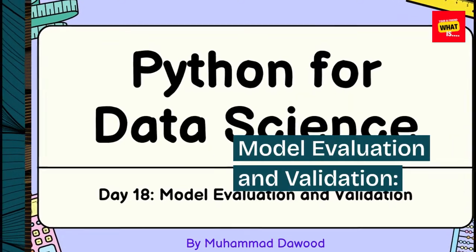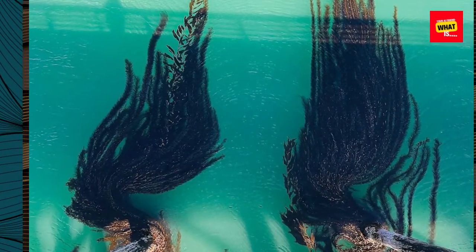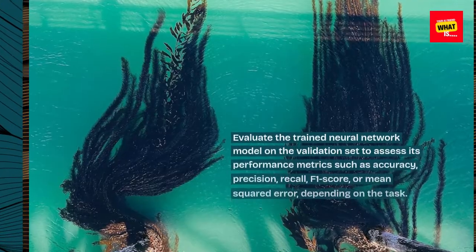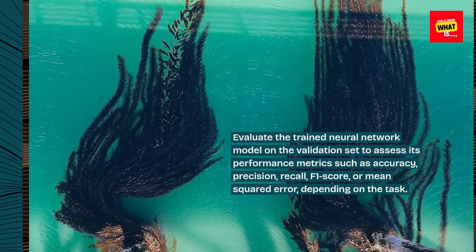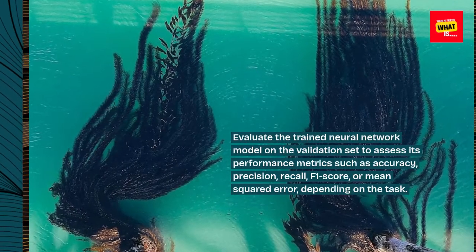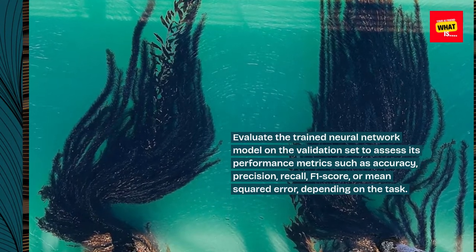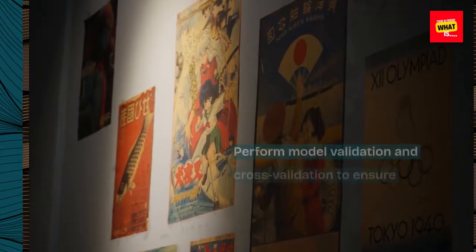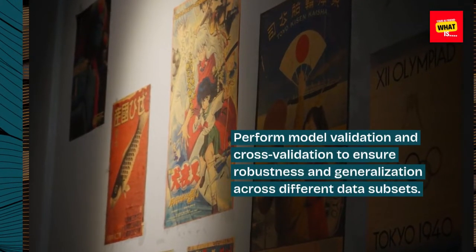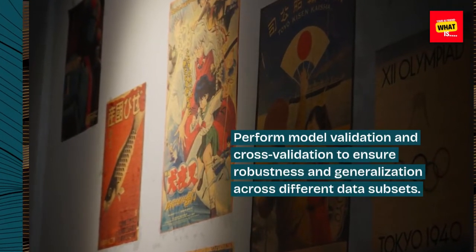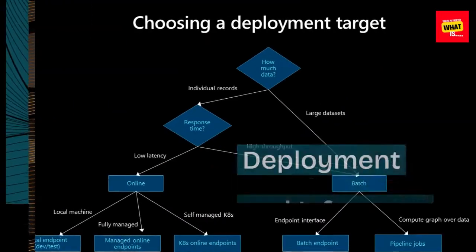Model evaluation and validation. Evaluate the trained neural network model on the validation set to assess its performance metrics such as accuracy, precision, recall, F1 score, or mean squared error, depending on the task. Perform model validation and cross-validation to ensure robustness and generalization across different data subsets.